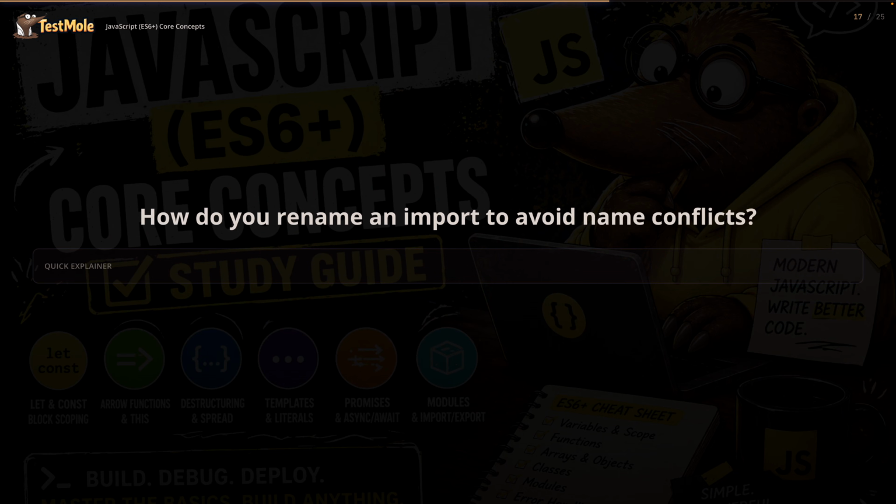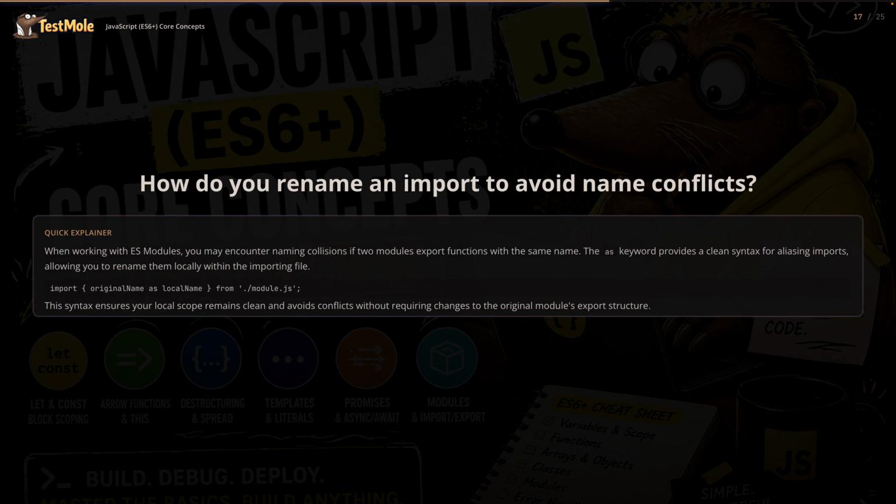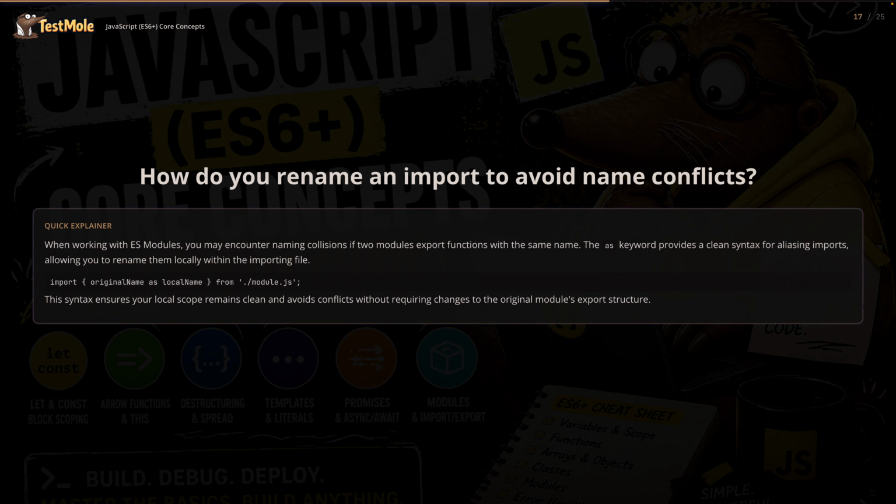How do you rename an import to avoid name conflicts? When working with ES modules, you may encounter naming collisions if two modules export functions with the same name. The as keyword provides a clean syntax for aliasing imports, allowing you to rename them locally within the importing file. This syntax ensures your local scope remains clean and avoids conflicts without requiring changes to the original module's export structure.